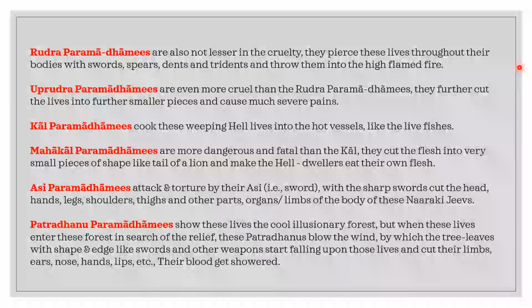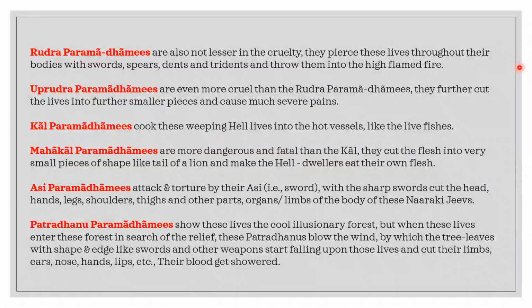Now there are some of the Parmadhamis who work individually. And the first is Asi Parmadhami. Asi means sword. So the Asi Parmadhamis use a sword to cut the head, legs, organs, and so on and so forth, and inflict pain on Narkis.